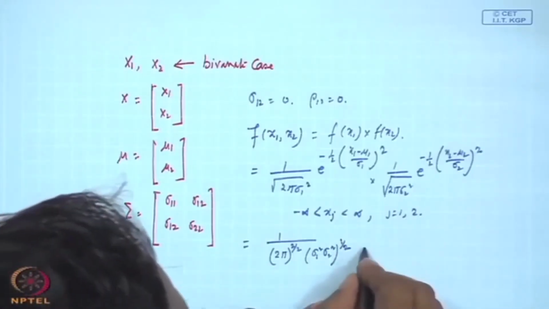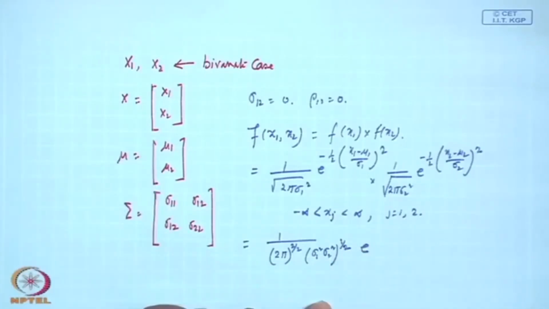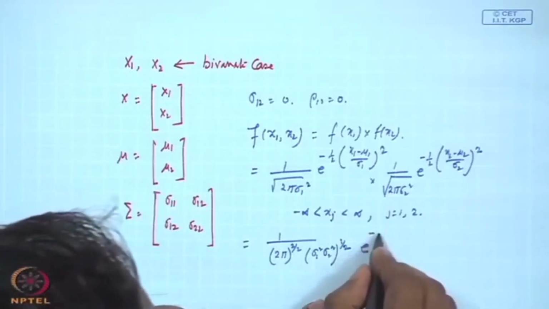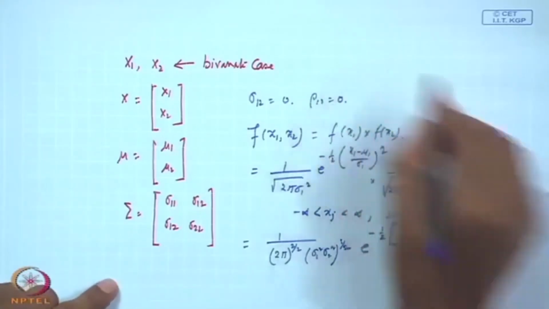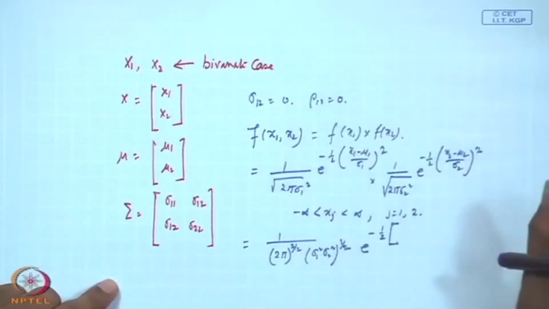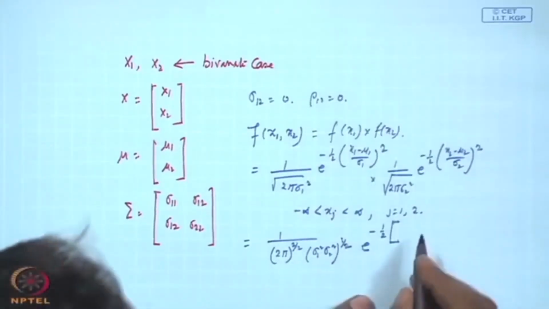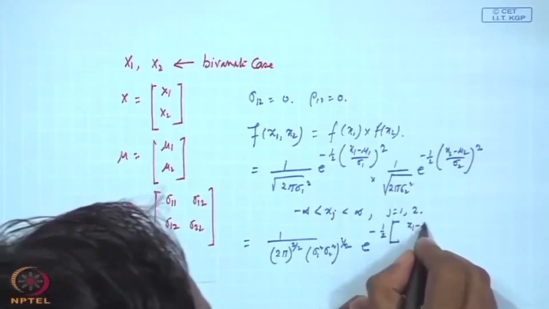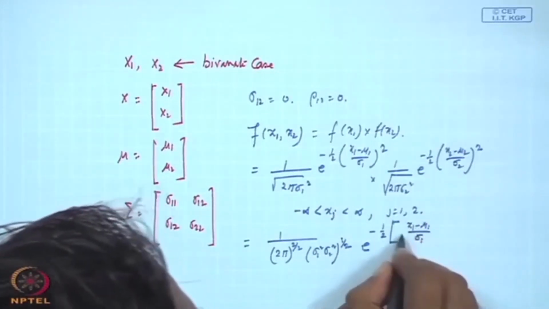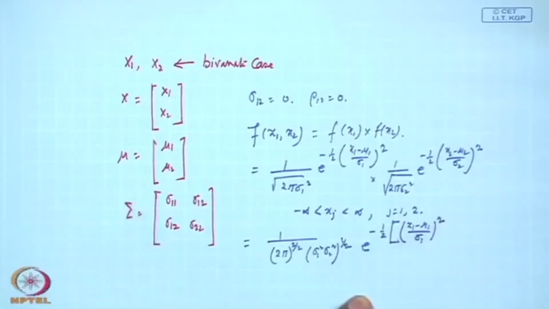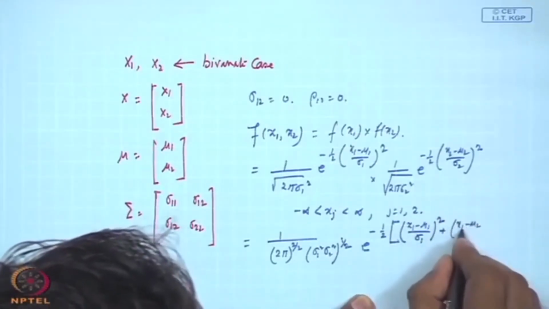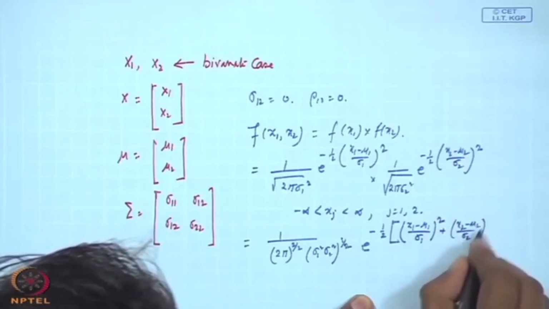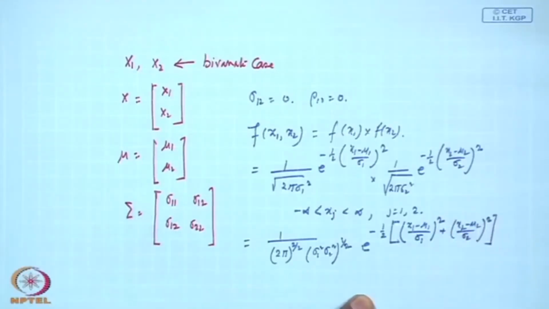And then I am coming to the exponent part, e to the power minus half, and all of us know that e to the power a into e to the power b equals e to the power a plus b. So, we can write this one like this: (x1 minus mu 1 by sigma 1) square plus (x2 minus mu 2 by sigma 2) square. We can write this.